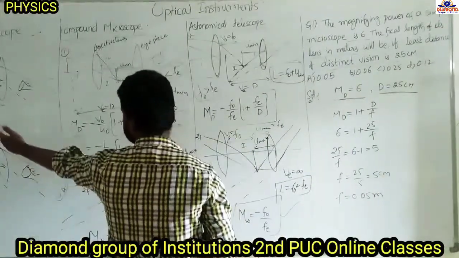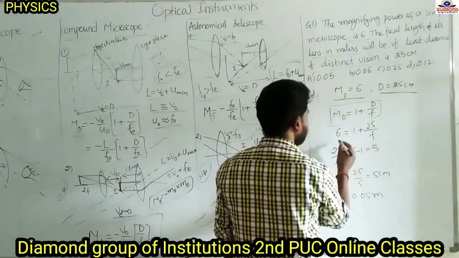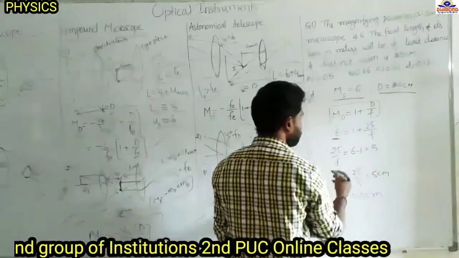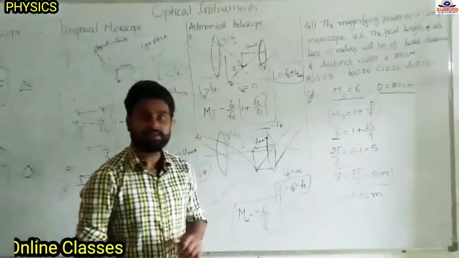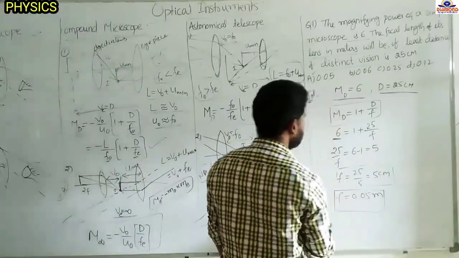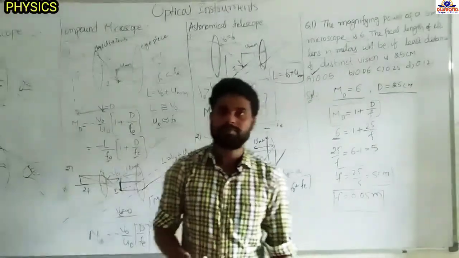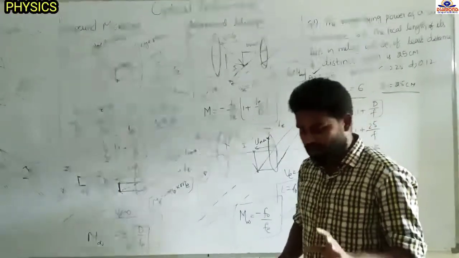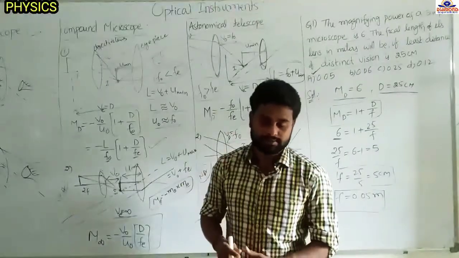Now the formula is M D equal to 1 plus D by F. The given magnifying power is 6, 1 plus the least distance of distinct vision 25 by F. We have to find the F value. Simplifying, we get F equal to 5 centimeters. But they are asking for the focal length in meters, so converting 5 centimeters into meters, the focal length equals 0.05 meters. So A is the right option. Like this we have to solve the problems. You only have to remember these 6 formulas, and you can solve any problem from optical instruments.